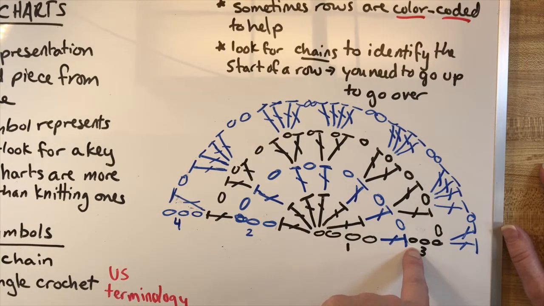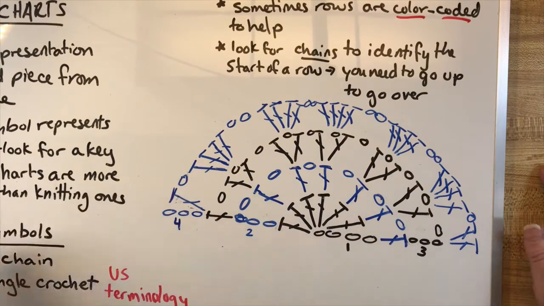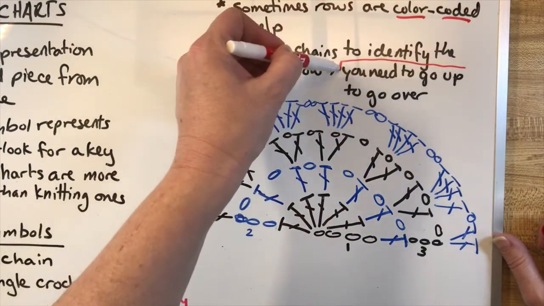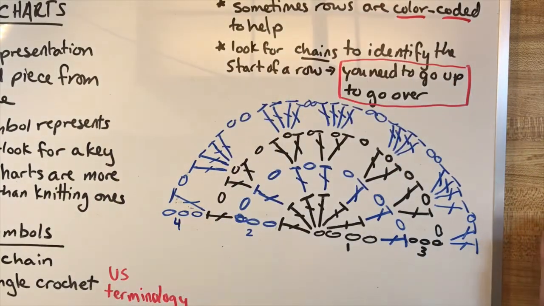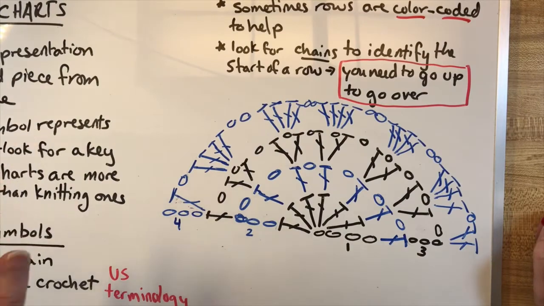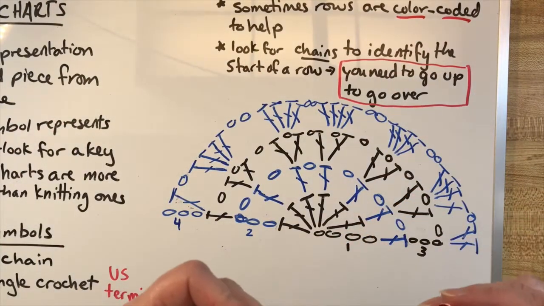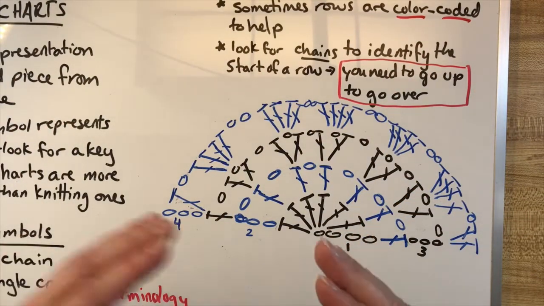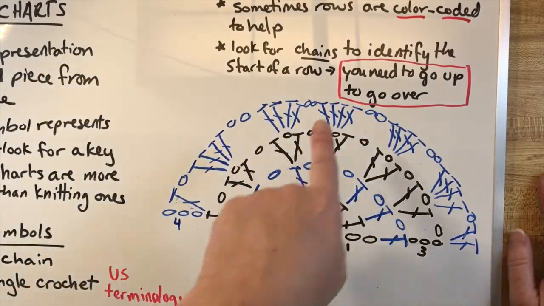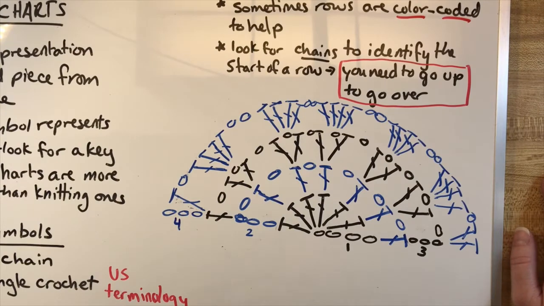That can help you know where the beginning of the row is, from where you just ended to where you start. And that is because I always use the adage when I'm teaching, you need to go up to go over in crochet. You need to build your height before you can go back or before you can go over. You can't just dive into a stitch if you have not gone up. Go up to go over. So those chains are how you build your height. So look for those chains to know where you're going.